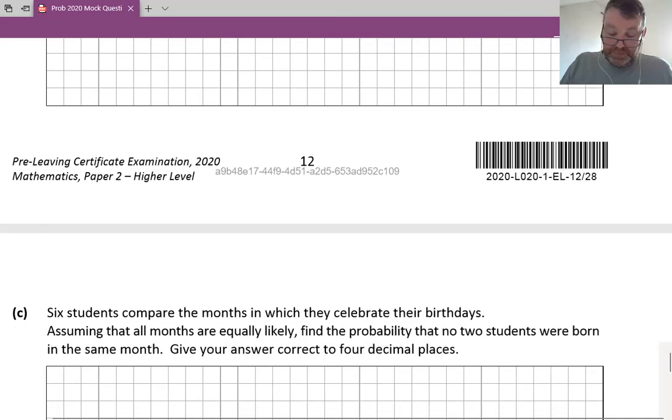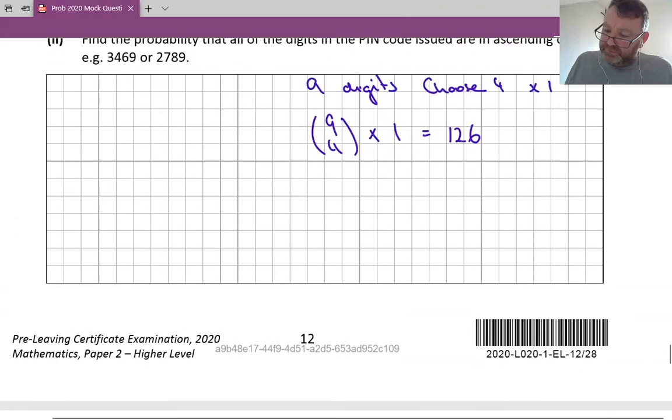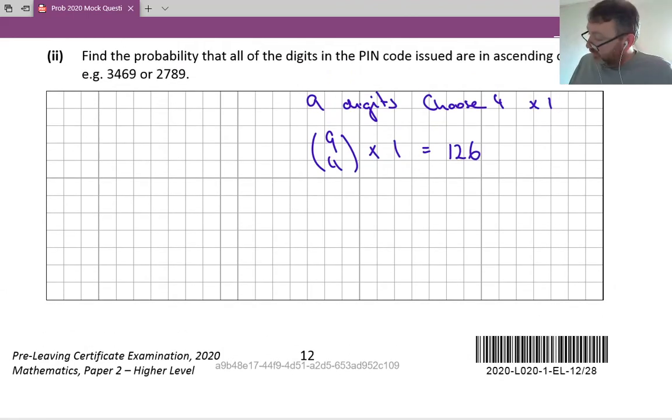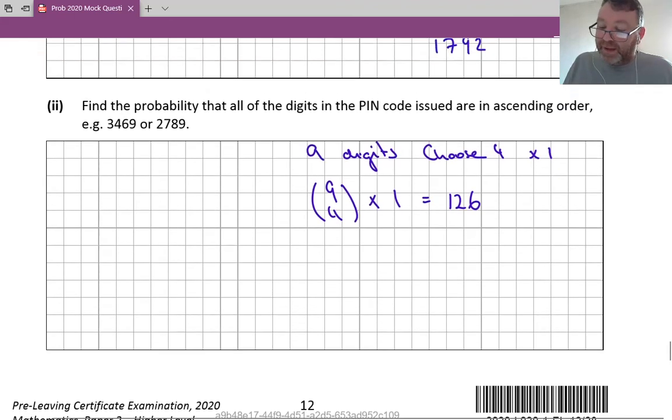That's it. 126. Yeah, that's it. Oh yeah, sorry. And no repetitions. That's my mistake. And no repetitions, of course.